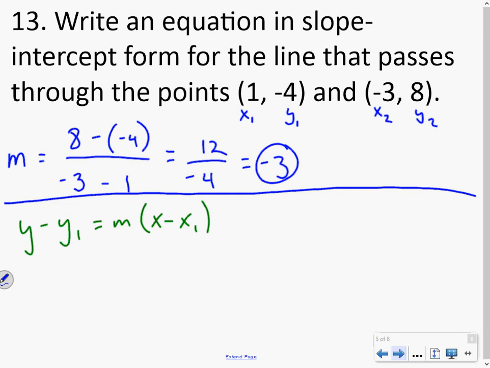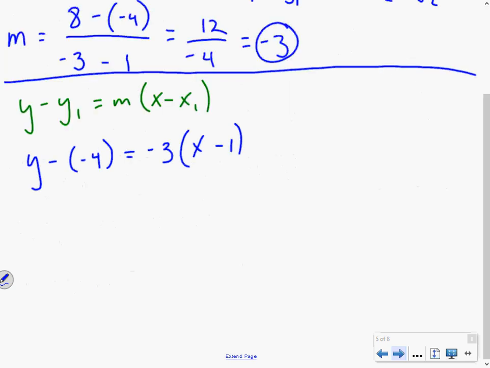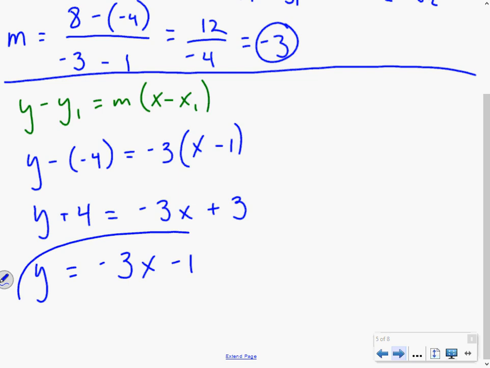So let's go ahead and throw some stuff in here. y minus y1 is equal to our slope that we just found times x minus x1. And then from here, I am going to just start cleaning this up. I'm going to distribute. I'm going to subtract 4 from both sides. And now we have an answer in slope-intercept form.